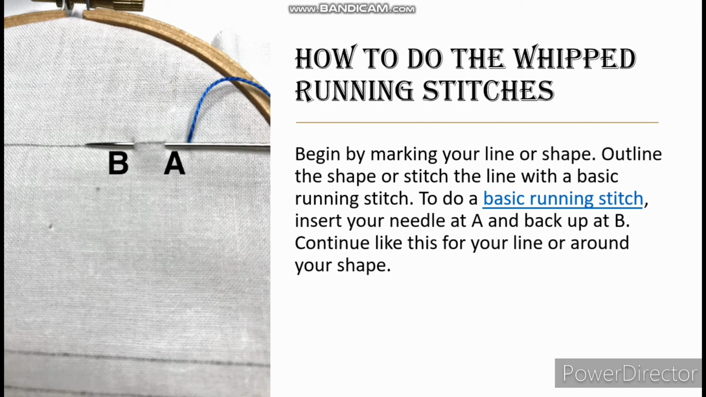Now, if you are making a straight line, you are going to continue to do the running stitching down to the point you want it to be. And if you are having a round shape, you are going to continue like that to the point you want it to stop. So you start it with running stitches. Next one.